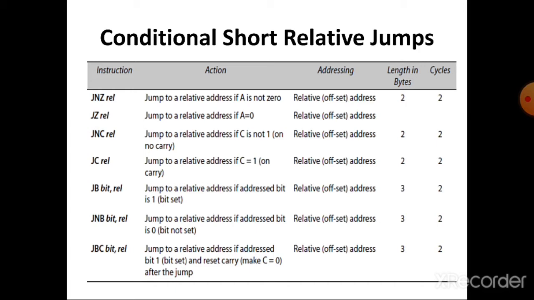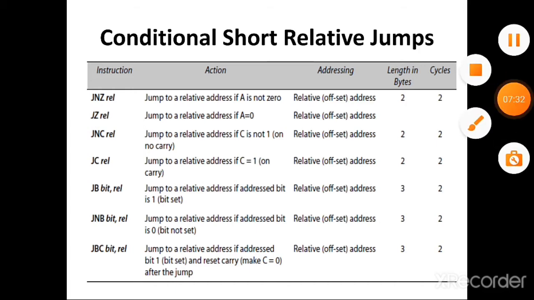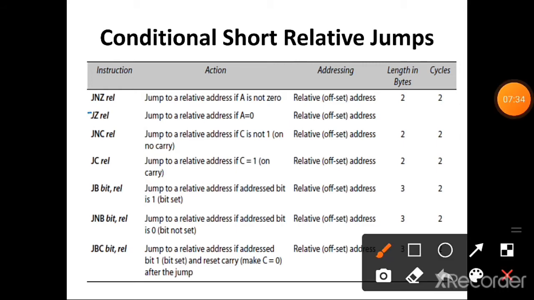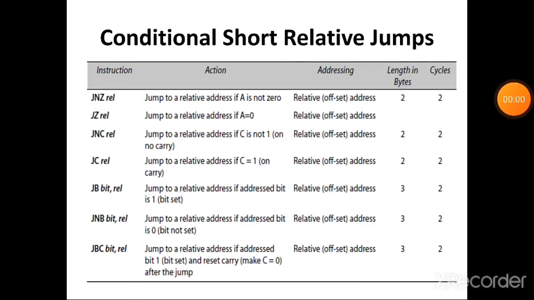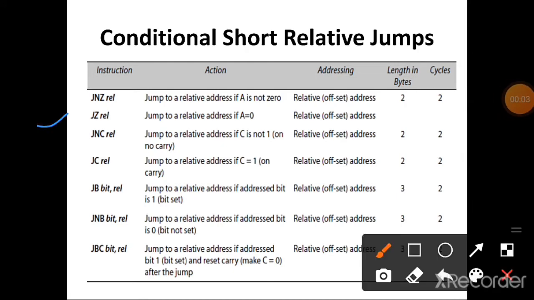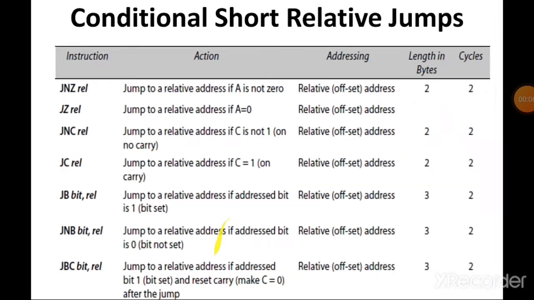In the last few minutes we discussed the unconditional jump. This portion specifies the conditional jump. So based on the condition, the program control is transferred to some location. So here, JNZ REL.